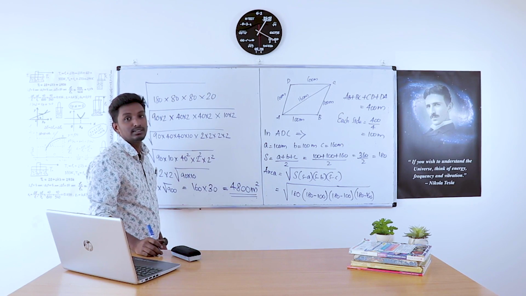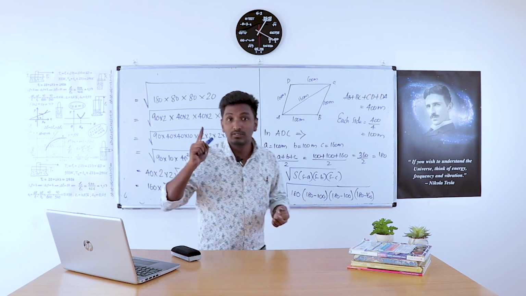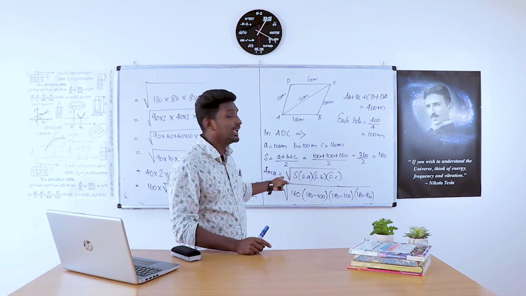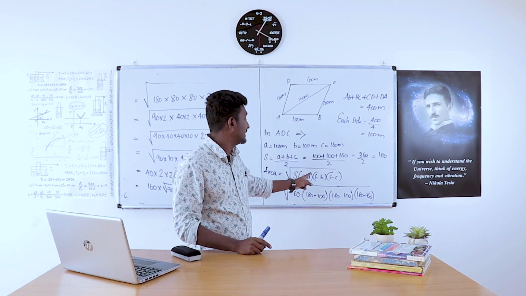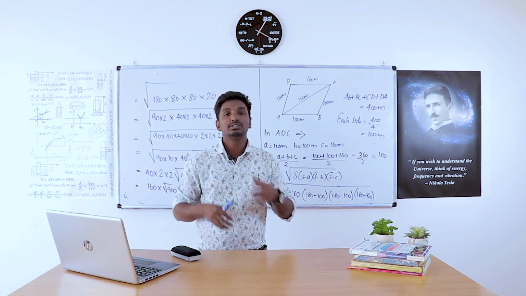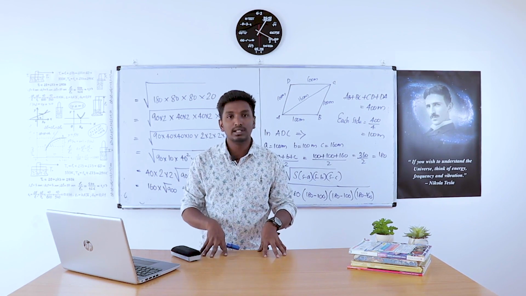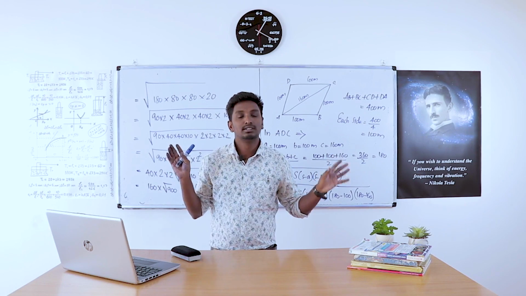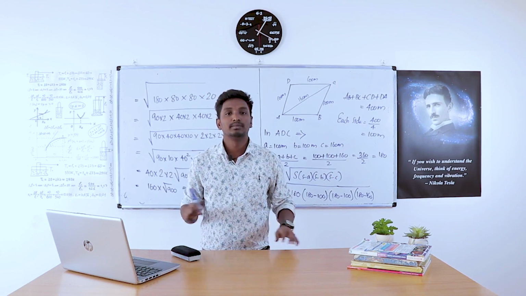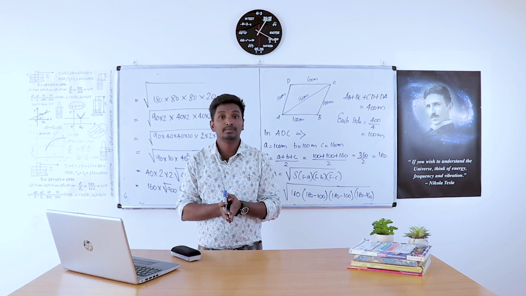Clear? That's all about the chapter Heron's formula. It's a simple chapter. Only one formula has to be studied, that is area is equal to root of s into s minus a into s minus b into s minus c. This is the only formula we have to study in this chapter. Based on this formula, all the problems are asked. So, if this formula is clear, you can solve all the problems. Okay. That's all about the chapter Heron's formula.